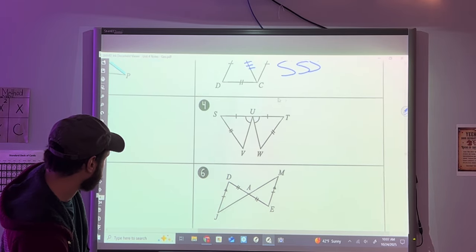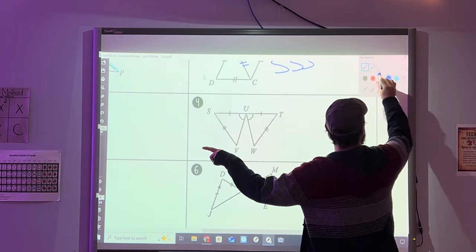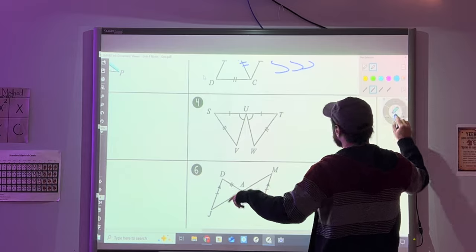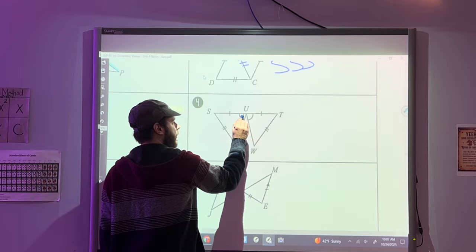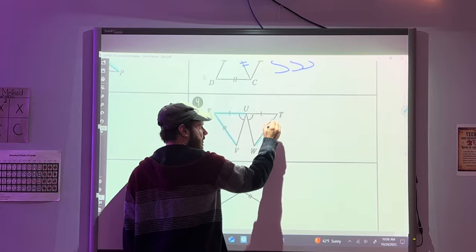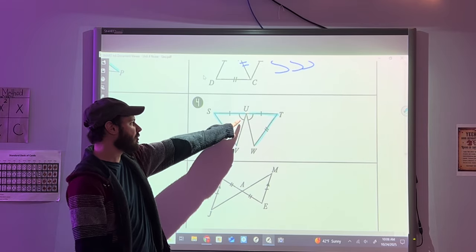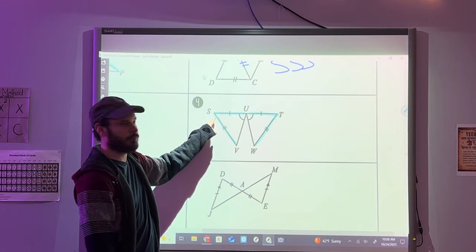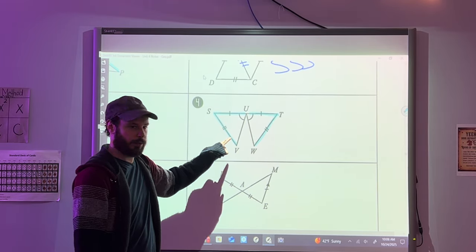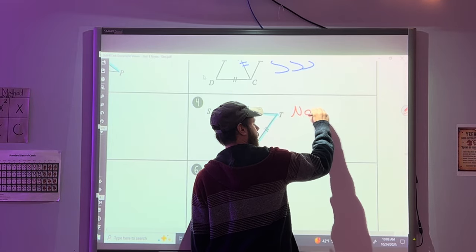Number four, here I have side, side, no third side. But where those sides meet up, is there an angle in between them that I can sandwich and prove? No, the angle is over here. That's not in the middle where I need it. That's not good enough, okay? Don't fall for their lies. Not congruent.